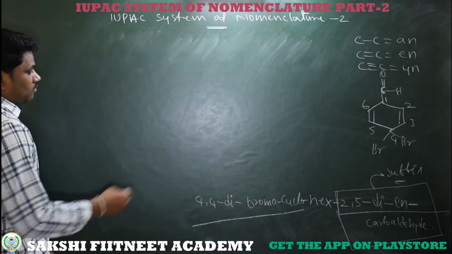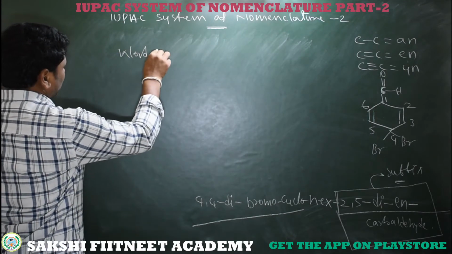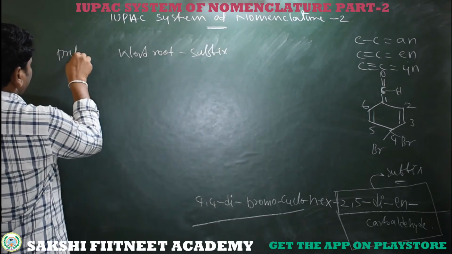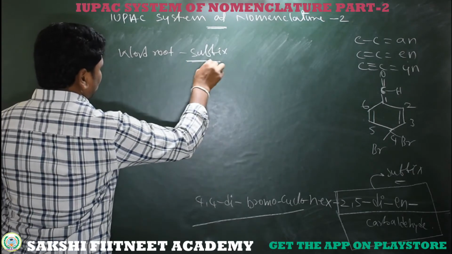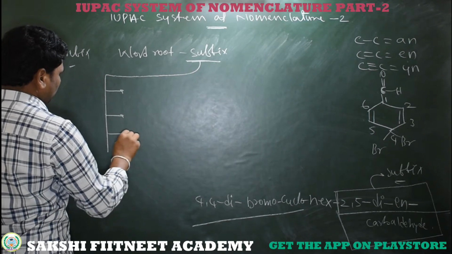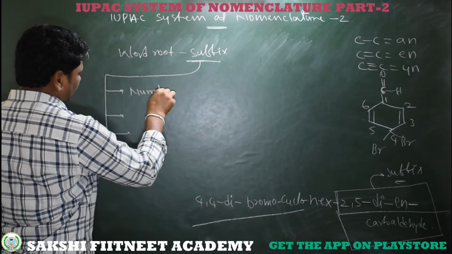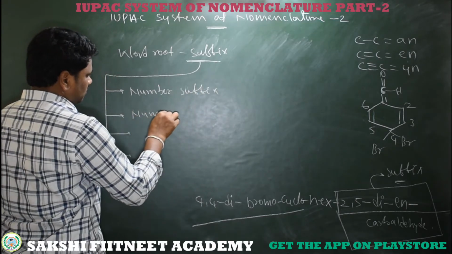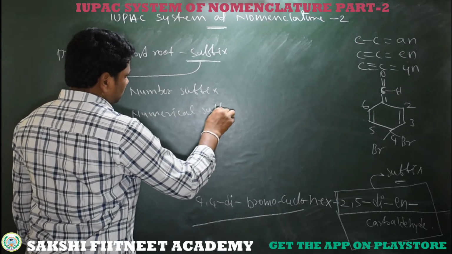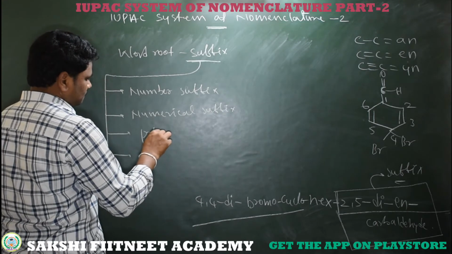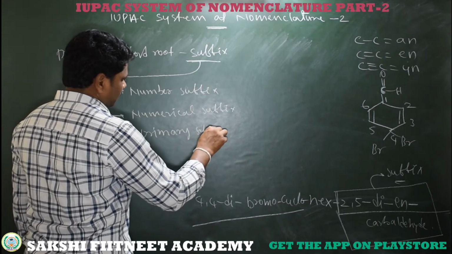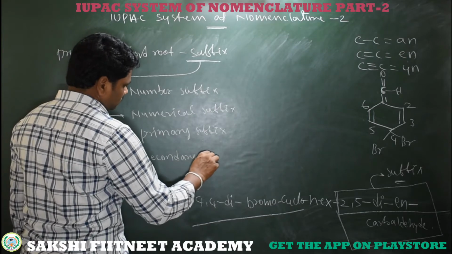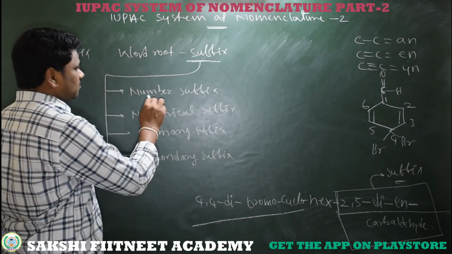So simply, the name here is classified into 3 parts: word root, suffix, then prefix. Now we are discussing the suffix, classified into 4 types. First one is number suffix, next numerical suffix, then primary suffix, next secondary suffix. So what is number suffix?